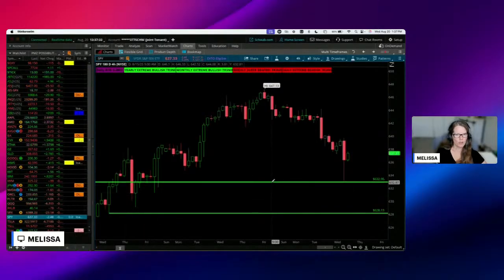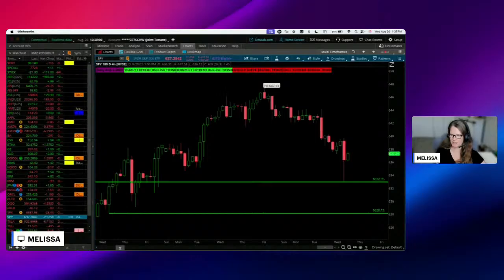So for this 4-hour chart, I've identified that my support zone is 632.95 by 628.13. So to recap, support is a price level where buyers consistently step in and prevent the market from falling further. Think of support as the floor under price.